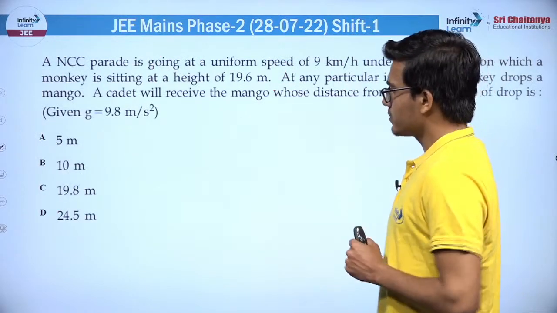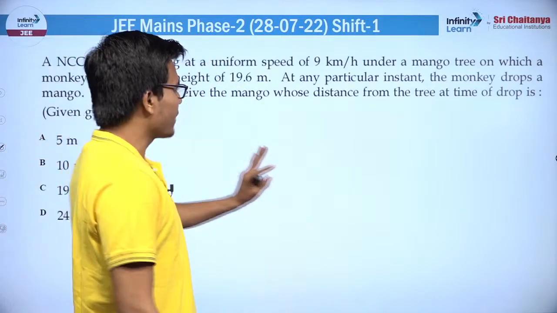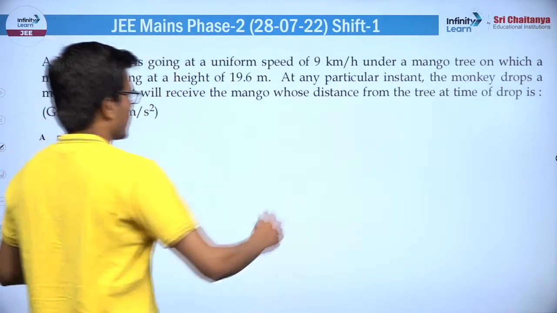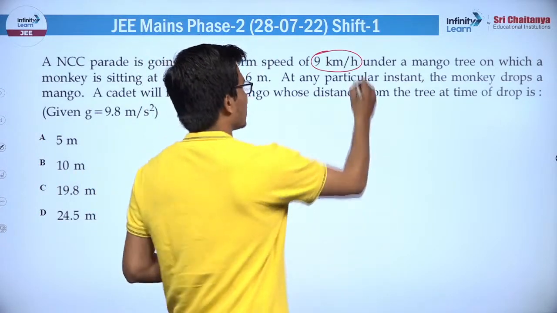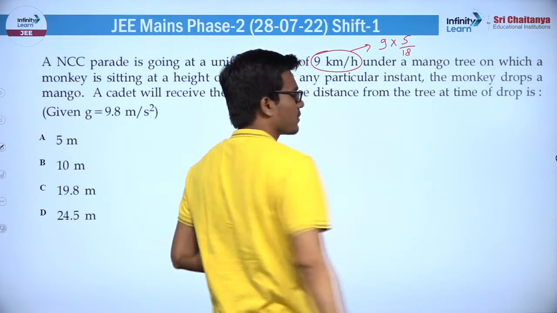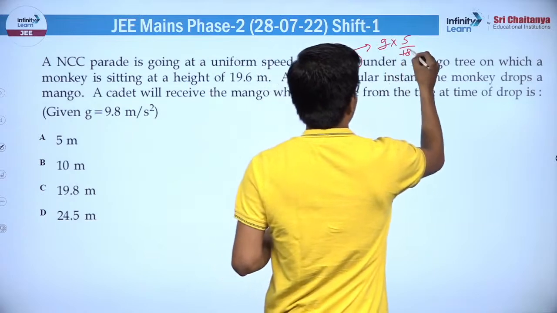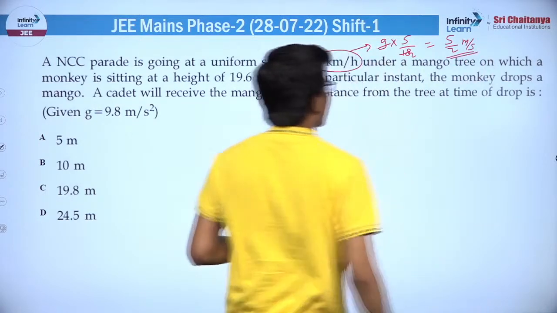Moving to the next question, right? So this question has a little bit longer language, but very simple question of kinematics, I should say. So there is an NCC parade which is moving with 9 km per hour. It means 9 into 5 by 18. Why am I multiplying by 5 by 18? Because I have to convert to SI unit. So it is 5 by 2 meter per second, right?